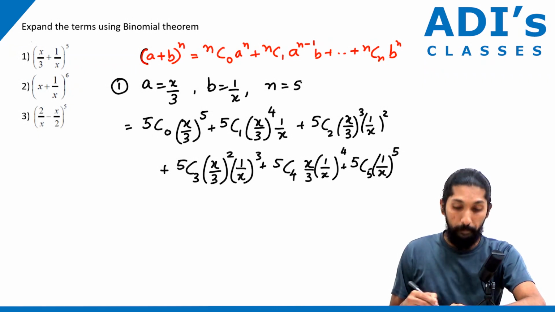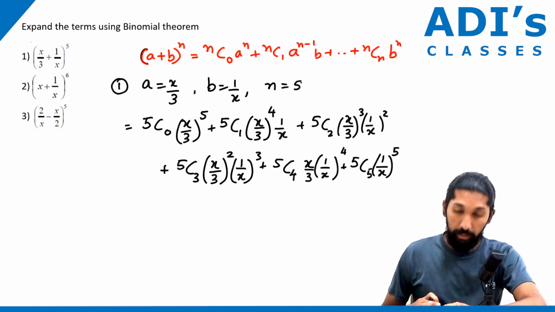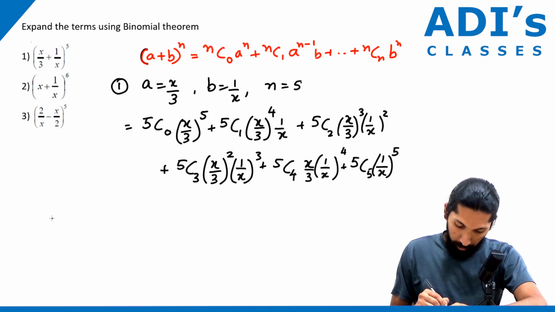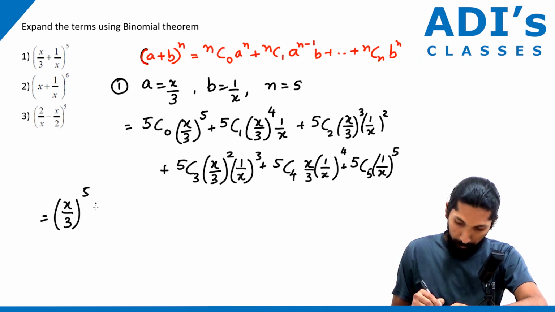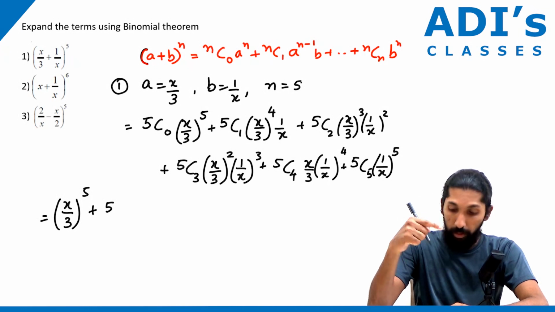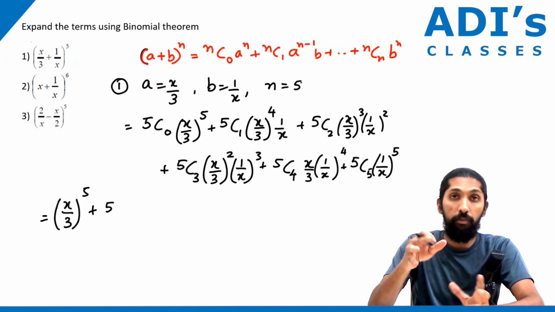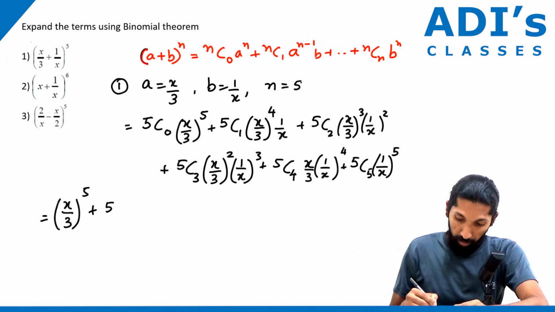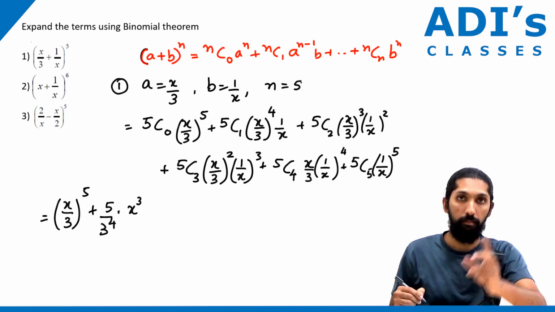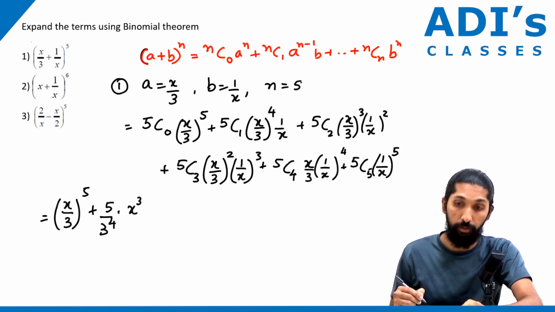5C0 is 1. 1 into (x/3) to the power of 5. That means here the answer is going to become (x/3)^5 plus 5 into, see, you have x^4 divided by x, which gives us x^3. So 5 into x^3 divided by 3^4. The power of 3 is always 4 here.